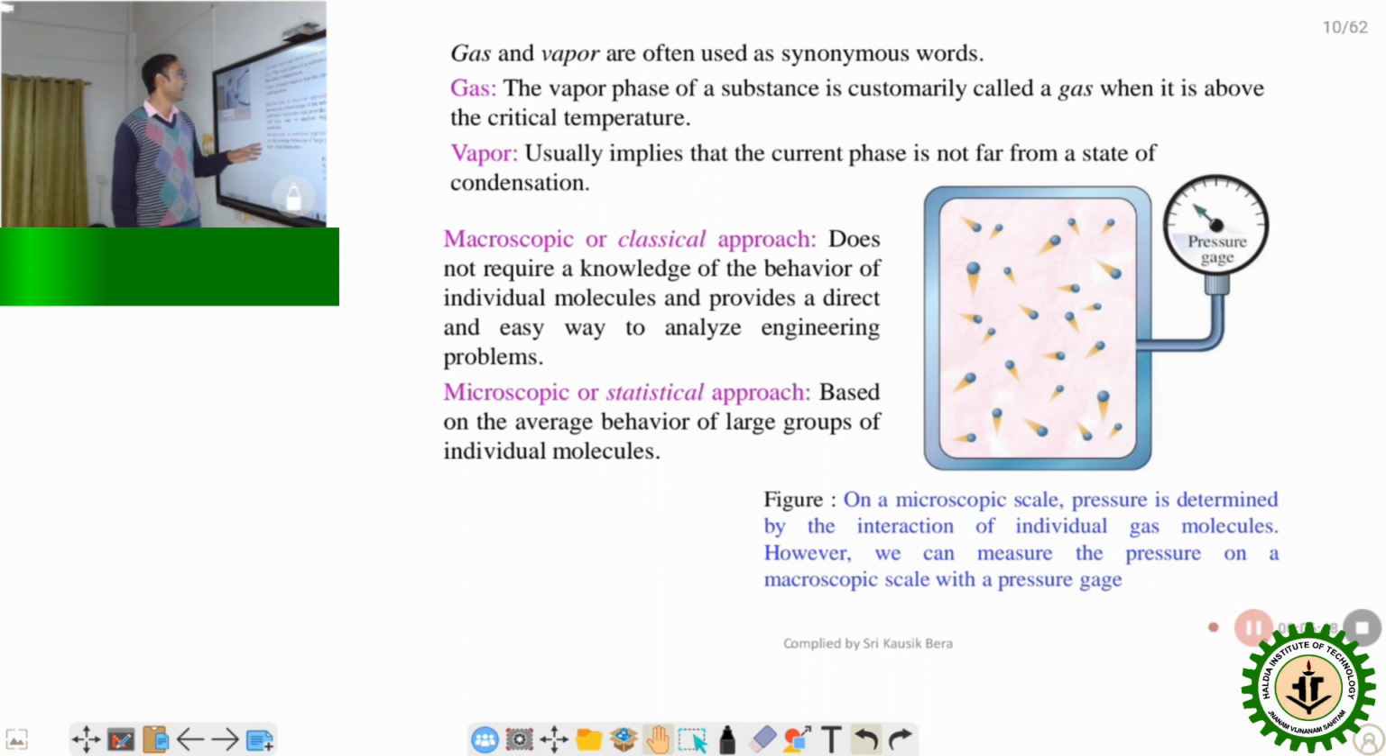These are the approaches: the macroscopic or classical approach and the microscopic or statistical approach. The macroscopic or classical approach does not require a knowledge of the behavior of individual molecules and provides a direct and easy way to analyze engineering problems. The microscopic or statistical approach is based on the average behavior of large groups of individual molecules.